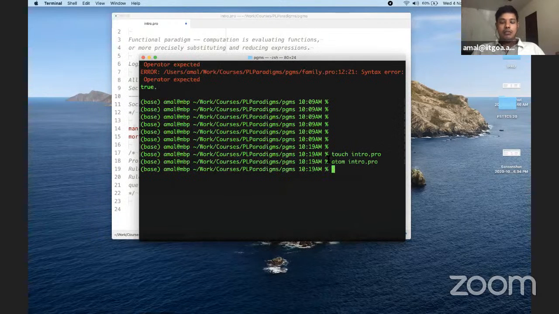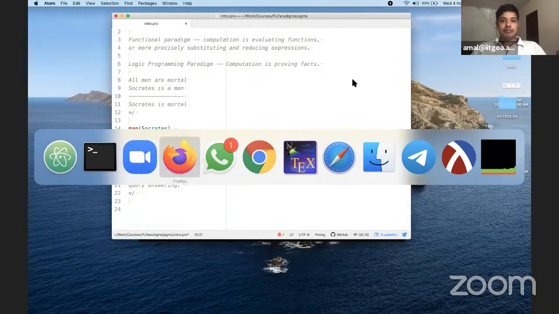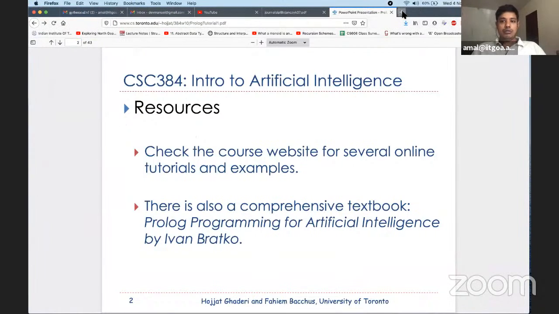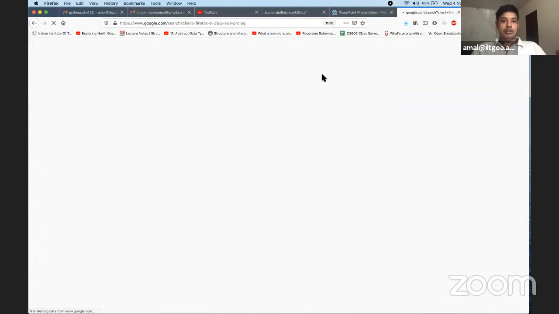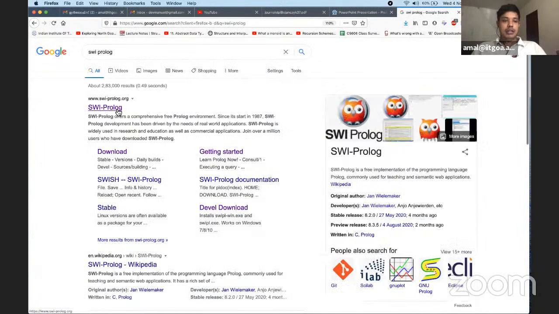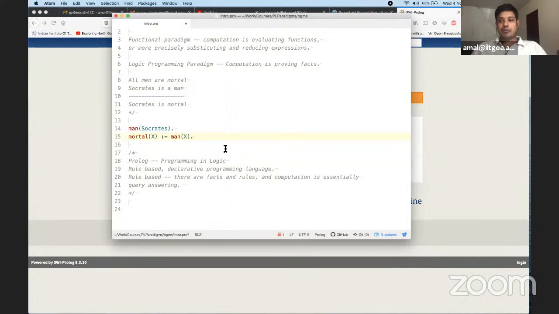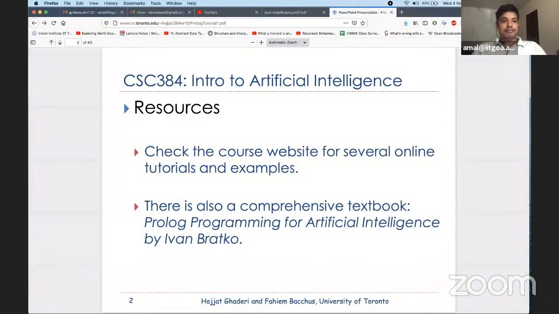Now we will be using SWI Prolog. You can just search for SWI Prolog, and then it will come. If you are using Linux, just use apt-get install swi-prolog, and then it will come. Otherwise, you just download from here.